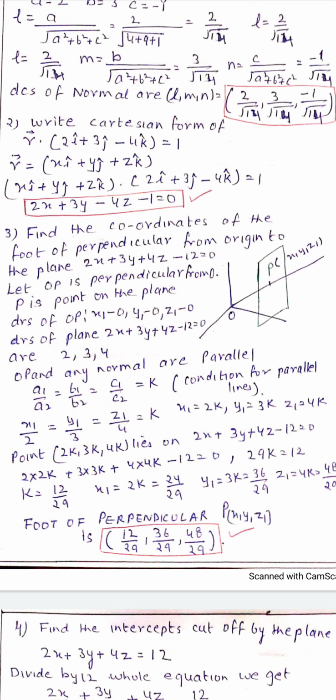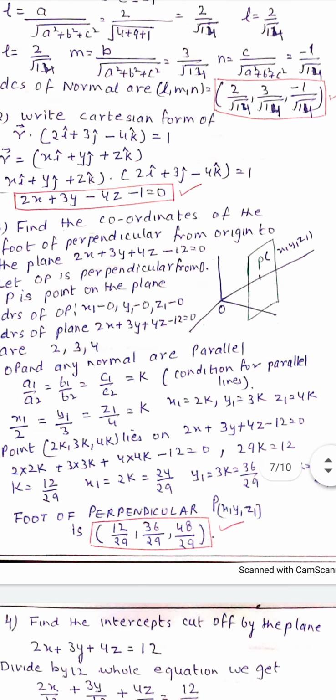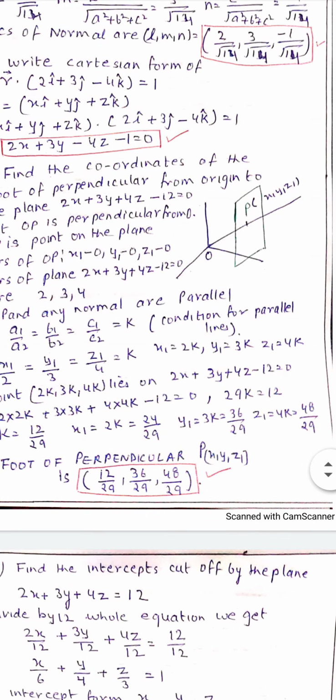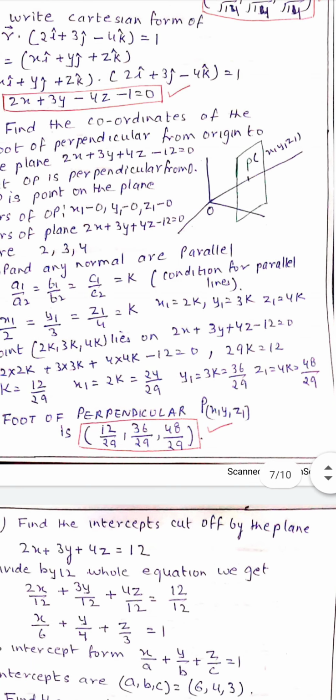So if k is equal to 12 upon 29, x1 is 2k, 24 upon 29, y1 is 3k, 36 upon 29, z1 is 4k, that is 48 upon 29, as you can see. So the foot of the perpendicular P, x1, y1, z1, is 24 upon 29, 36 upon 29 and 48 upon 29. Please make the correction, it is not 12 upon 29. X1, as you can see, we have solved, it is 24 upon 29.